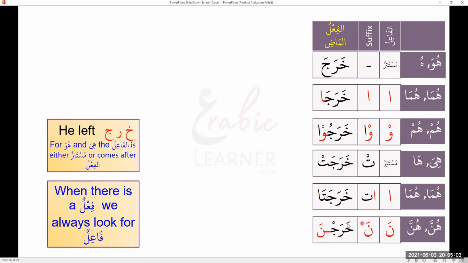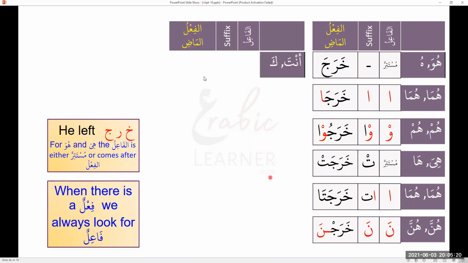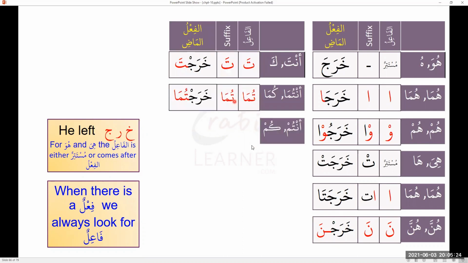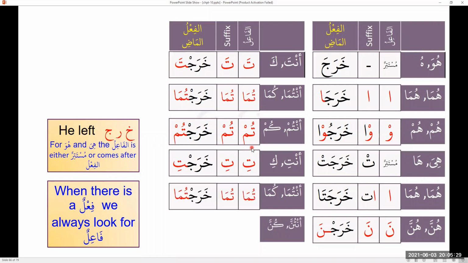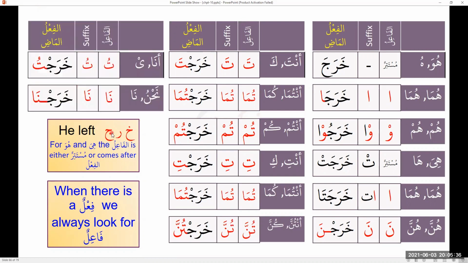Kharajna, now everything changes from here. From hunna, the last letter of the fi'l takes sukoon. Kharajna. And noon indicates that they all left, feminine. Kharajta, kharajtuma, kharajtum, kharajti, kharajtuma, kharajtunna, kharajtu, kharajna. Okay.